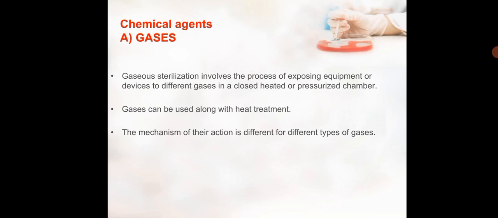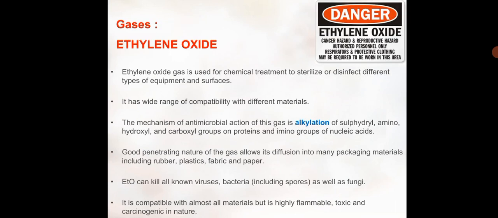Starting with gases, gaseous sterilization involves the process of exposing equipment or devices to different gases in a closed, heated or pressurized chamber. Gases can be used along with heat treatment. The mechanism of their action is different for different types of gases. Gases include ethylene oxide.